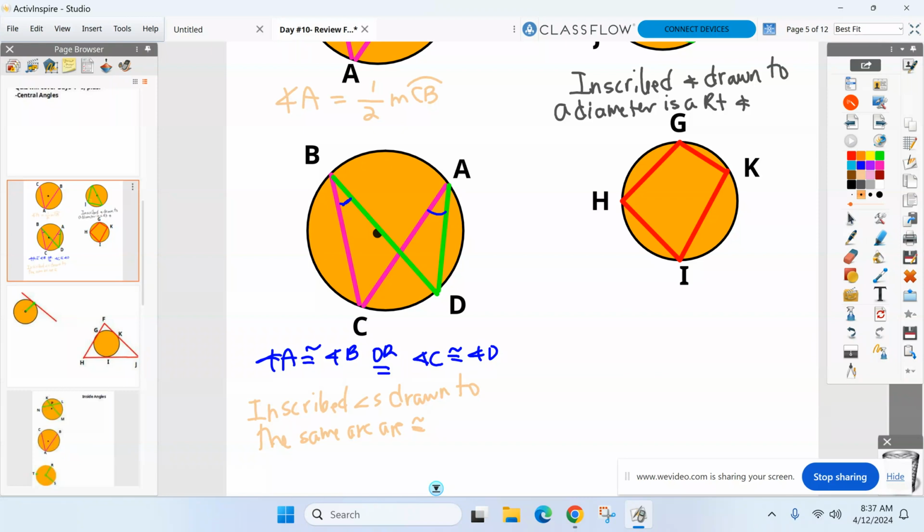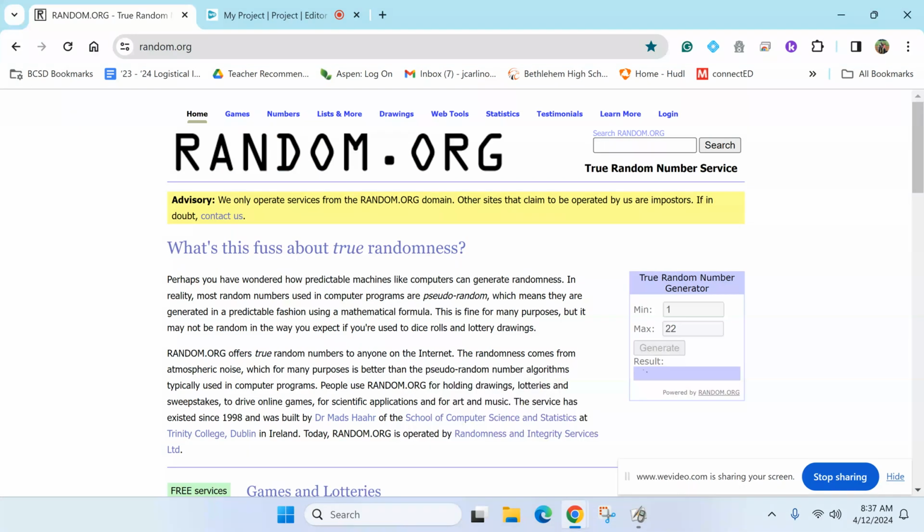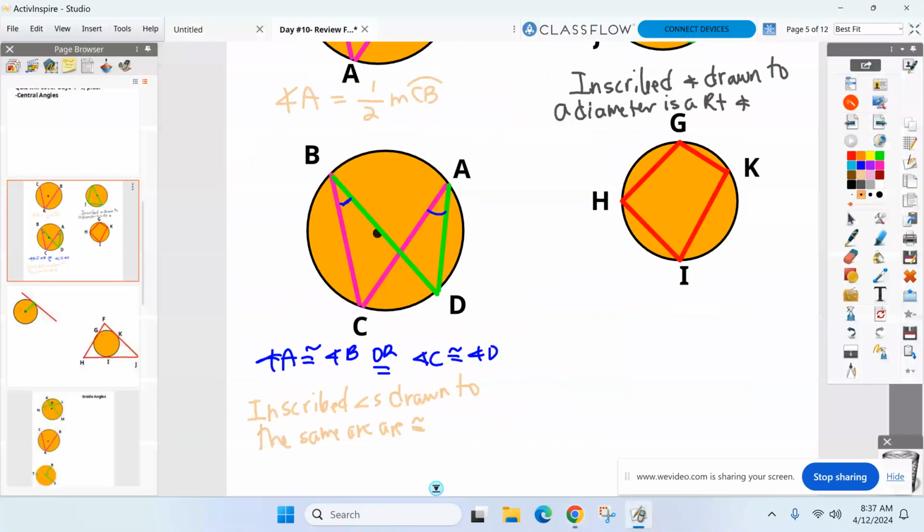All right, what do I know? That's a quadrilateral inside a circle. What do I know? Anything about the angles and their relationships? Any angle relationships we know about? Zoli? I have an inscribed quadrilateral.